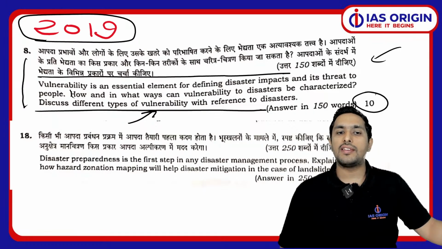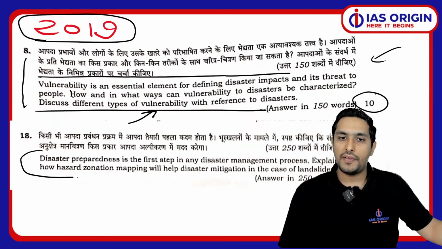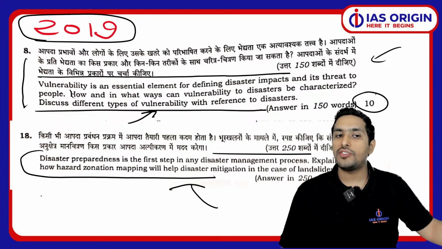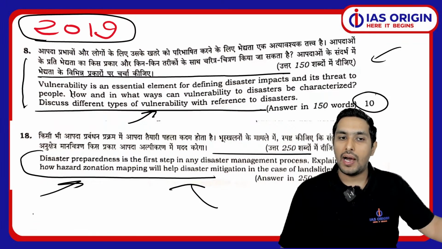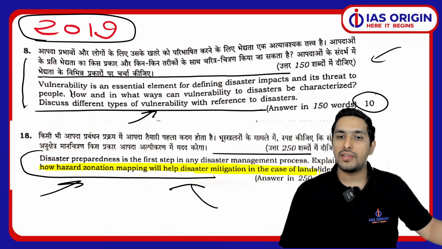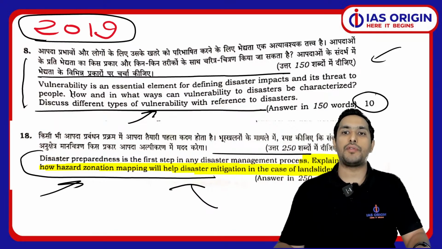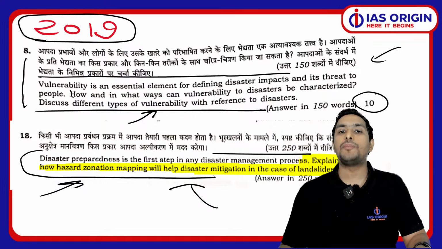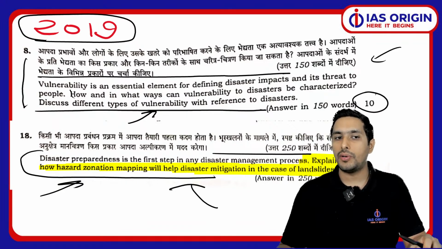Then we talk about disaster preparedness. अब ये देखो, it's the first step in any disaster management process. So how well are we prepared? Mitigation strategies. So explain how hazard zonation mapping will help disaster mitigation in case of landslides. अब landslides के case में we have got a proper atlas showing which district या which areas are more landslide prone. कहाँ पे landslide आने के chances ज़्यादा हैं. So that precisely I would say is a great strategy, no doubt about it.